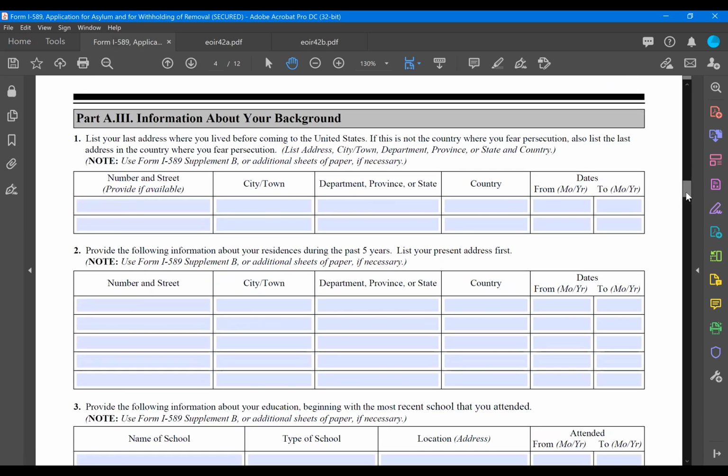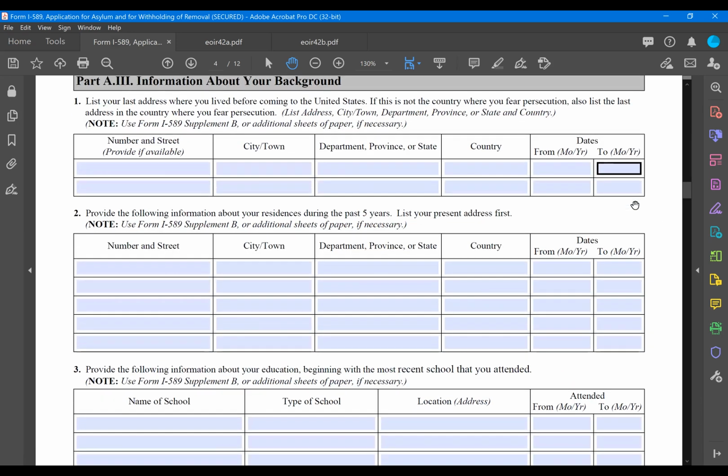This page is about the applicant's background. Question 1, you need to read very carefully. List your last address where you lived before coming to the US. And then if this is not the country where you fear persecution, also list the last address in the country where you fear persecution. So what that means is, again, for somebody from Mexico, it's probably just going to be their last address in Mexico.